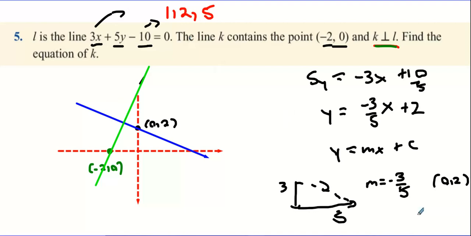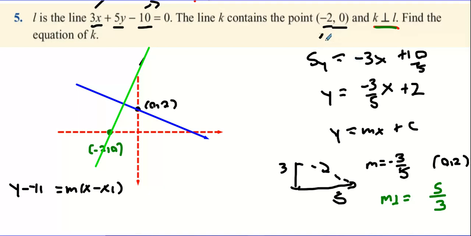So a perpendicular slope to minus 3 over 5 would be, turn it upside down, 5 over 3, and change a negative number into a positive number. So now we can use the equation of the line formula, which is y minus y1 equals m into x minus x1. And we know what x1 and y1 are. So y minus 0 equals 5 over 3 into x minus minus 2, which is going to be x plus 2.